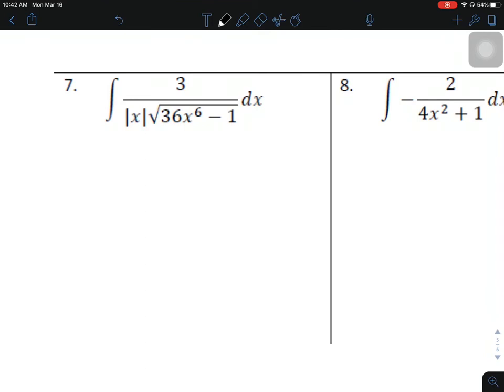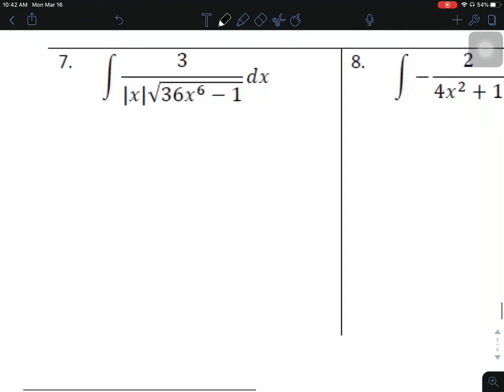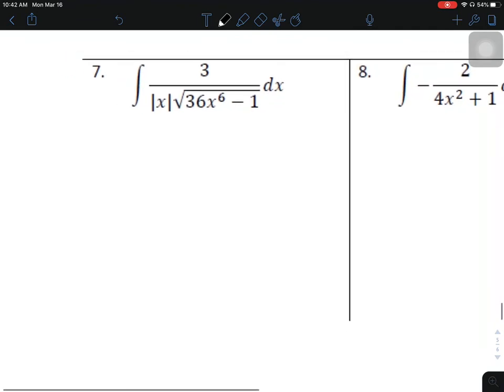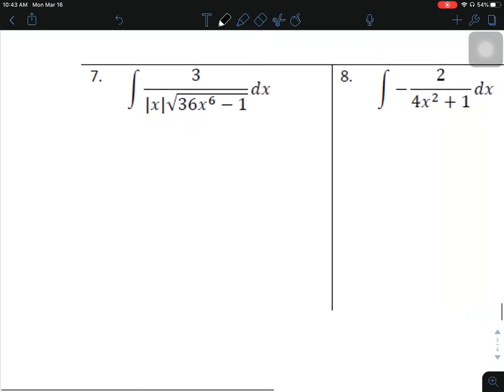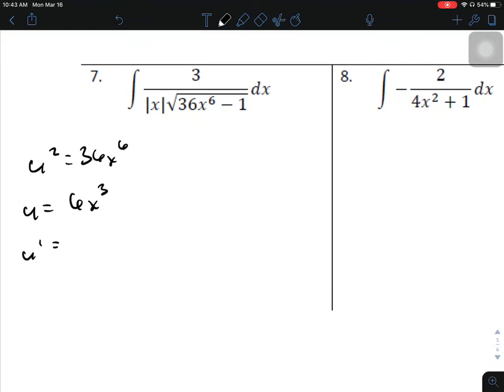Alrighty, number 7. This looks quite intimidating. This is one of the new inverse integration rules that we just learned. So let's see. This appears as though it doesn't match up to anything. And maybe something's been simplified. Let's set u squared equal to 36x to the sixth. That would make u 6x cubed, would make u prime 18x squared. Now if you look here, that's not an 18x squared.